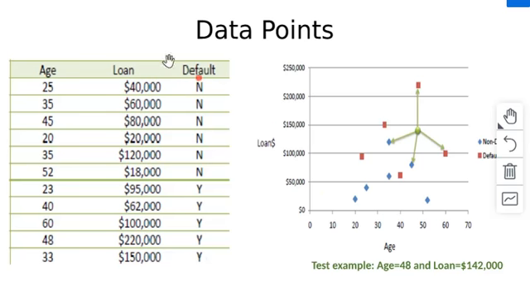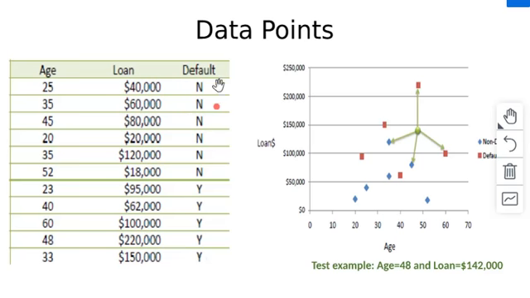So what is this training data all about? Training data is all about whether a customer can be given a loan or not. To decide that, they are taking two attributes here, the age and the loan amount. Then default: no means no default, and yes means default. So here n means no and y means yes.